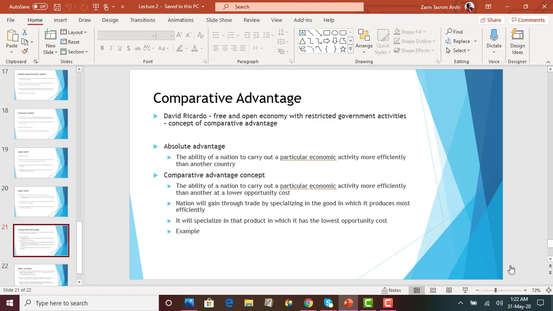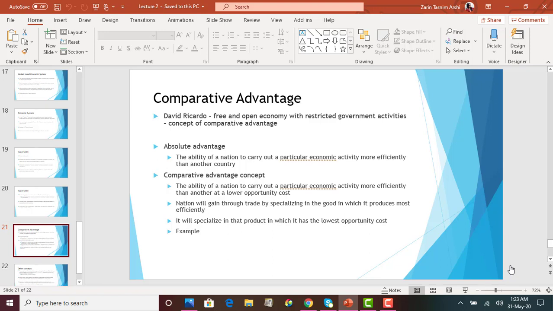Then there's another economist that the book talks about, called David Ricardo. This is a very important part of the class. David Ricardo had a very similar philosophy to Adam Smith. He said there should be a free market economy and very little government activity. And then he came up with two concepts: absolute advantage and comparative advantage, when we are thinking in terms of production.